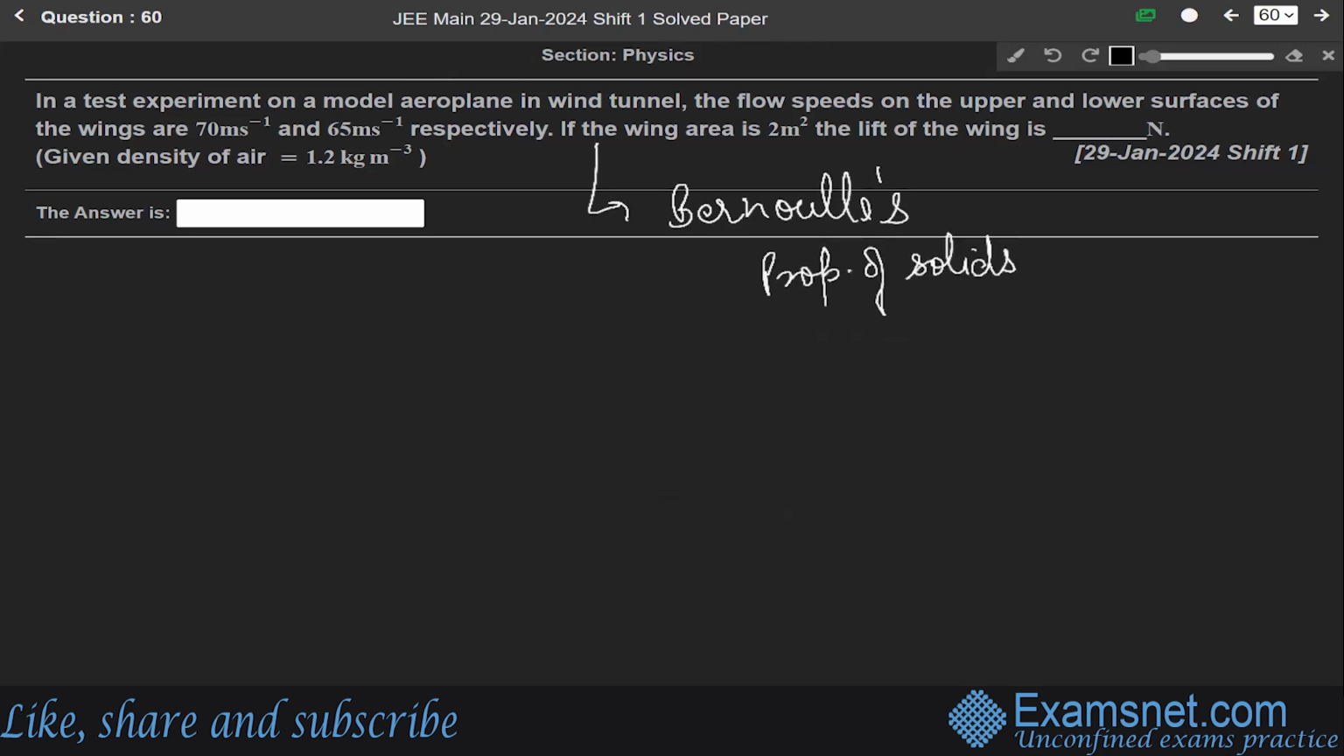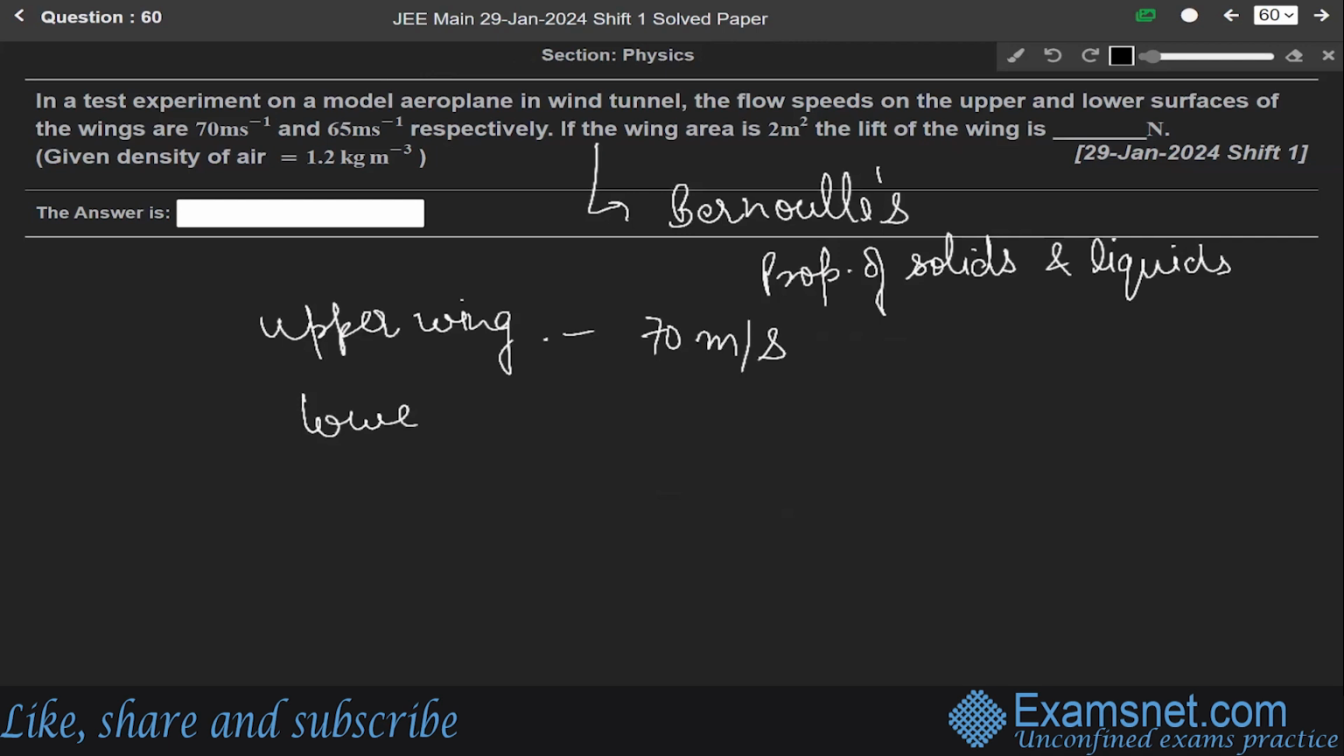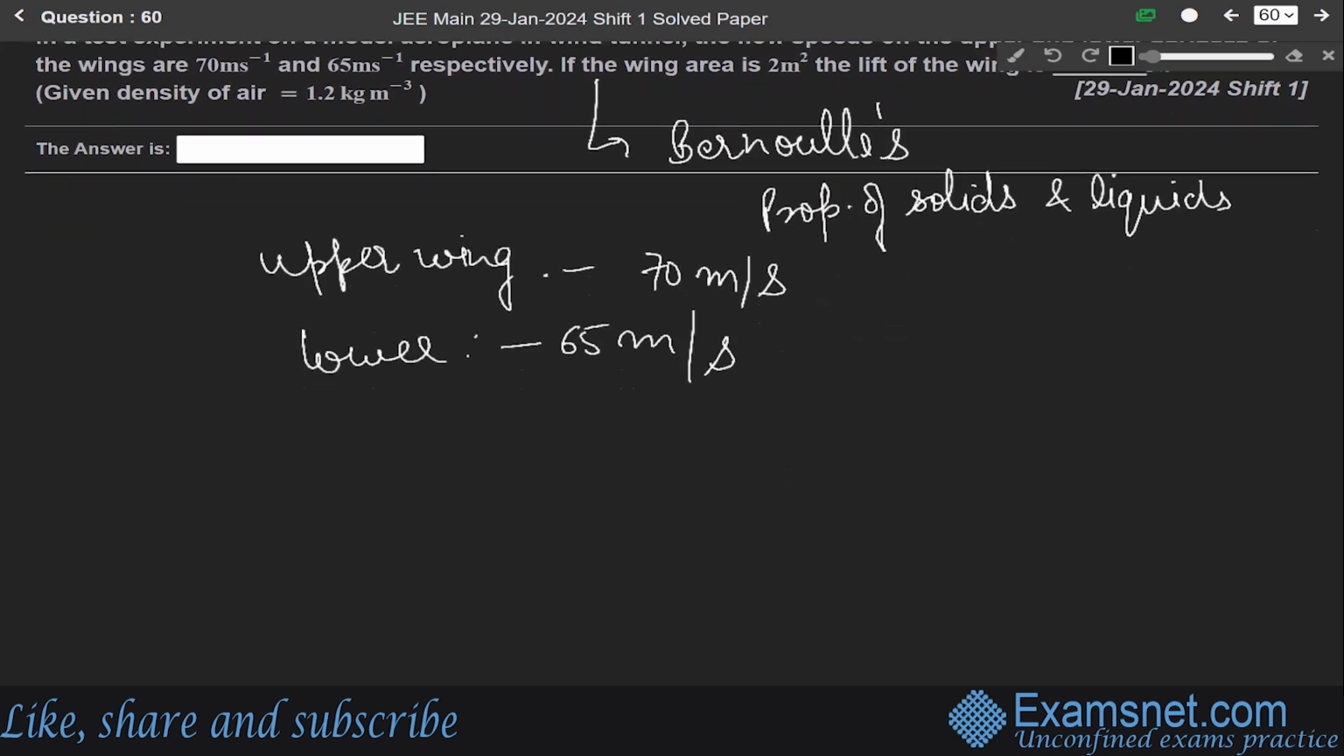So a plane is moving and the speeds of its upper and lower wing surfaces are given. Upper wing speed is given as 70 meter per second and lower surface is given as 65 meter per second. If the wing area is 2 meters square, we have to find the lift of the wing. So we have to write the formula for this.